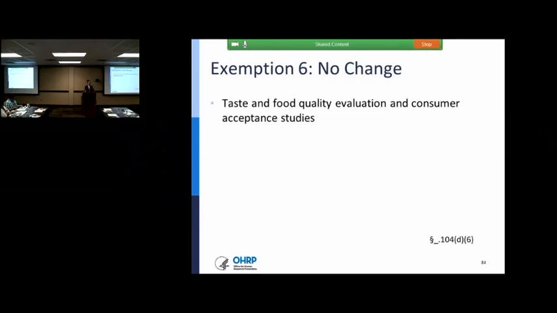Exemption 6, there's not any change, so we'll just fly past that. Although I'm not sure how many of you are doing taste and food quality evaluation studies, but if you were, there's no changes you need to know about.